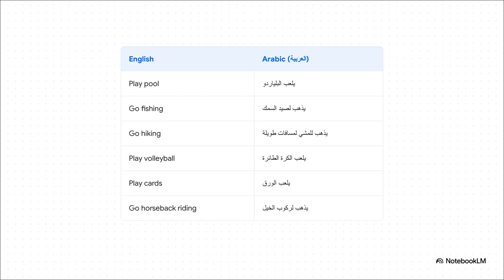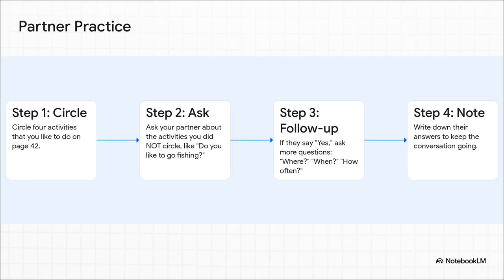We've got some fun indoor games like play pool and play cards. And if you like the outdoors, we've got go fishing, go hiking, play volleyball, and go horseback riding. Nice! Okay, for this next practice, first you're going to circle 4 activities from the list that you like to do. Then pair up with a partner.